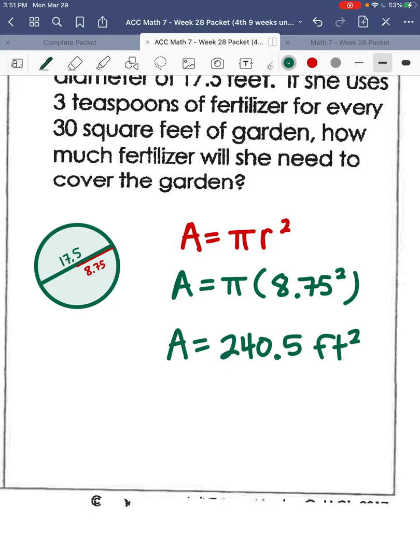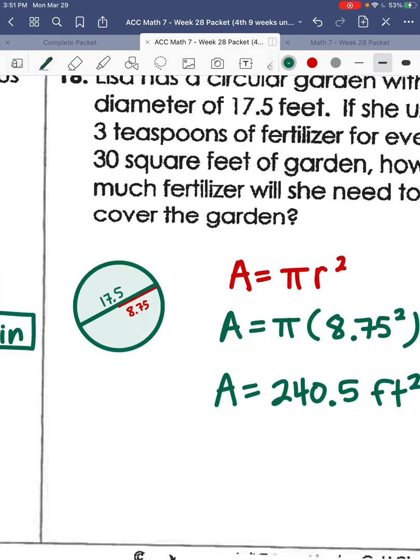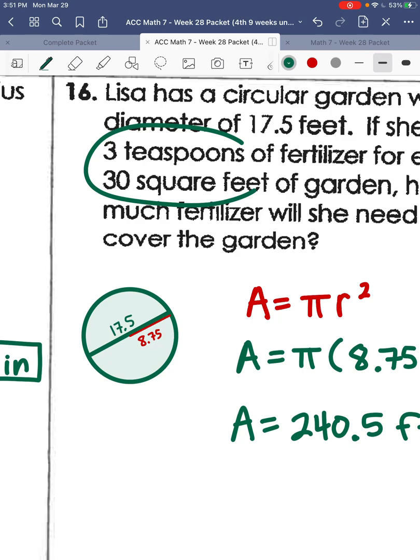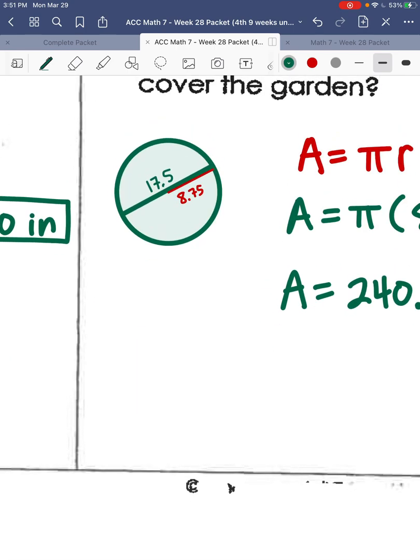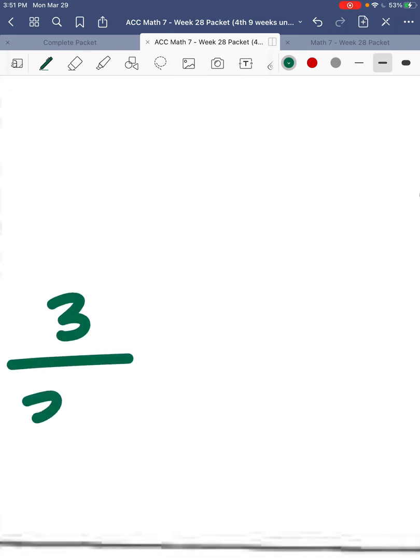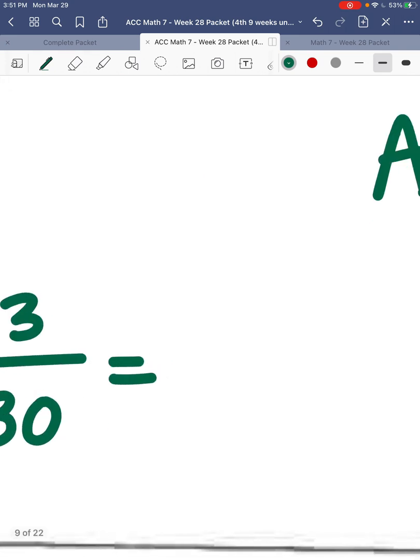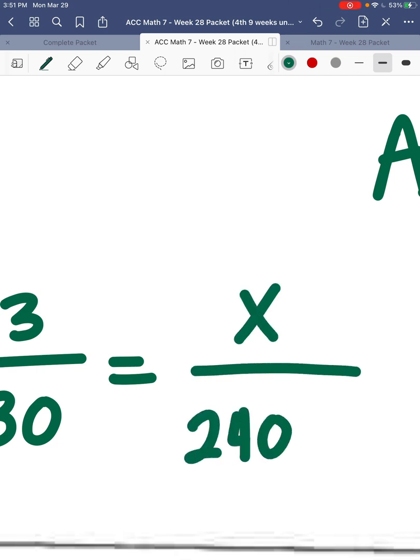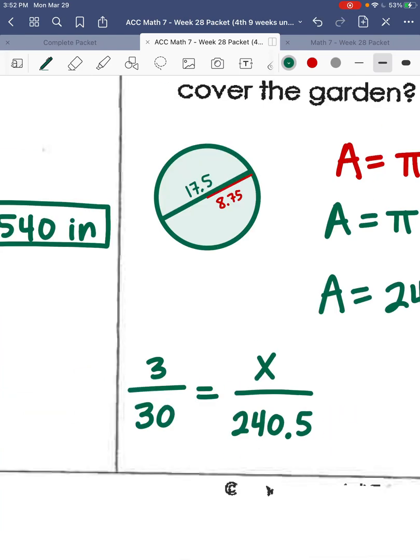Now, if she uses 3 teaspoons of fertilizer for every 30 square feet of garden, how much fertilizer will she need to cover the garden? Okay, so I'm going to set up a ratio here, and I'm going to use this information. 3 teaspoons for every 30 square feet. Okay, so 3 teaspoons for every 30 square feet equals how many teaspoons in 240.5 square feet.